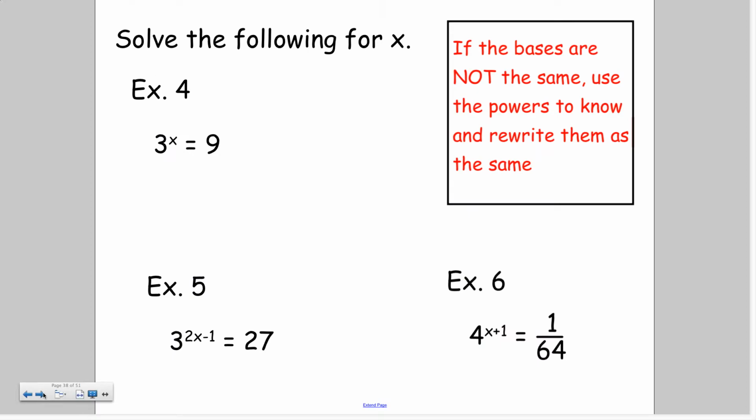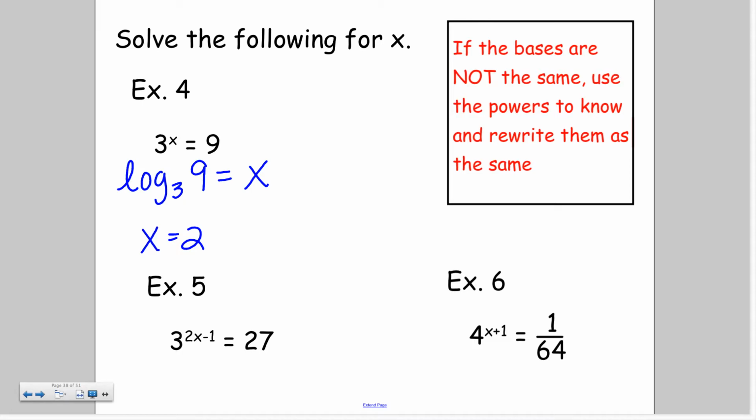Alright, so for example 4, 5, and 6, we're going to look at bases that are not the same. So if you look at example 4, I have 3 to the x equals 9. Well, if you just remember back what we did with logs, if you have something raised to the power of x, and there's only one x present, you can rewrite it as a log and put it in your calculator. So this one, I could rewrite it and put that in my calculator. When I do that, I get x is equal to 2.